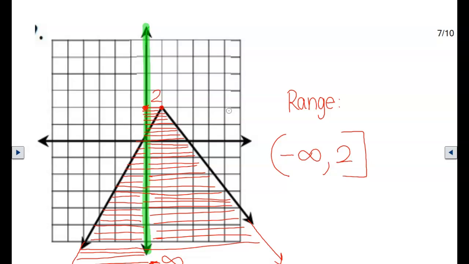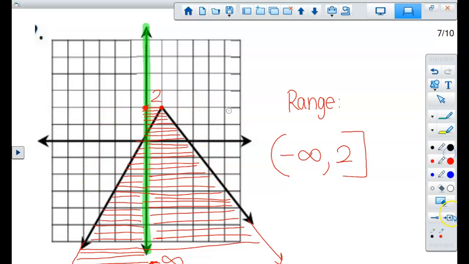Now hopefully what you're seeing as we do this, as we trace back to the y-axis, is that your range is really telling you how low the graph is going to go, what's the lowest it's going to reach, and then the highest. So hopefully you can kind of see that that's what's going on here.